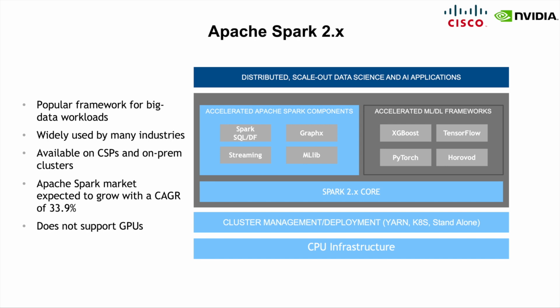Thanks, Afzal. The existing Apache Spark stack is already a popular framework for big data processing across a wide range of industries. It's well supported by cloud service providers and integrates cleanly with many industry standard machine learning tools like XGBoost and TensorFlow. With these use cases in mind, NVIDIA wants to bring GPU acceleration to existing Spark applications with as few changes to those applications as possible.